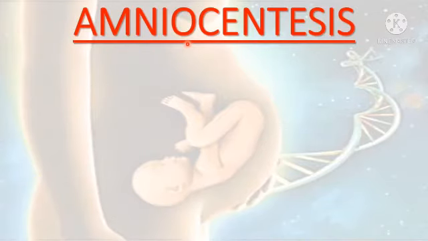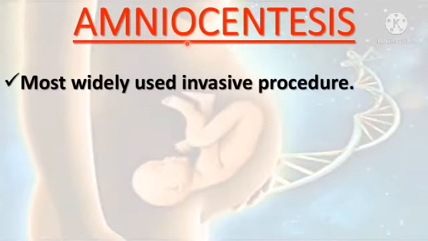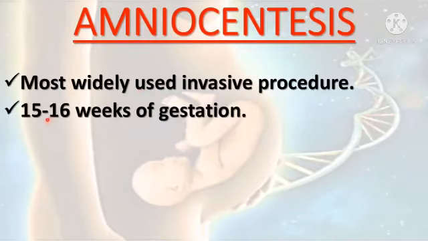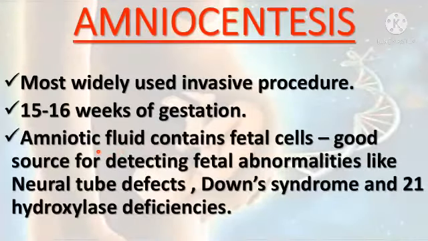The first and most common invasive prenatal test is amniocentesis. It is the most widely used invasive procedure, which can be performed around 15 to 16 weeks of gestation. Why do we do amniocentesis? Because amniotic fluid contains fetal cells. Fetal cells are a good source for detecting fetal abnormalities like neural tube defects, Down syndrome and 21-hydroxylase deficiency. Amniocentesis means amniotic fluid collection in simple terms.